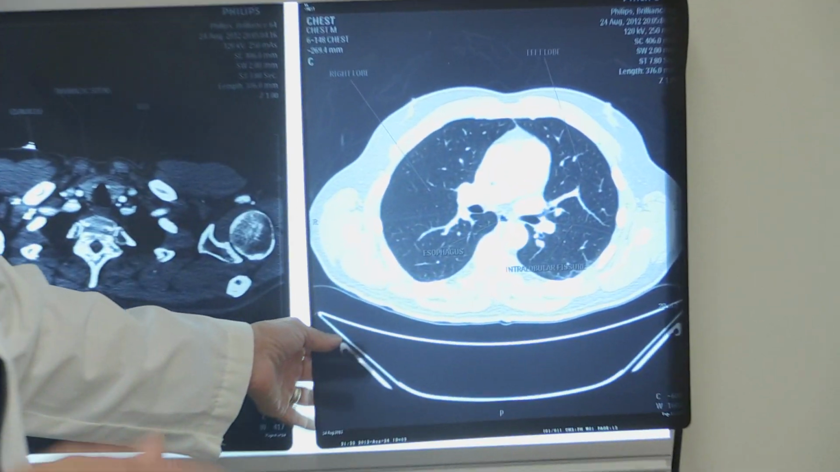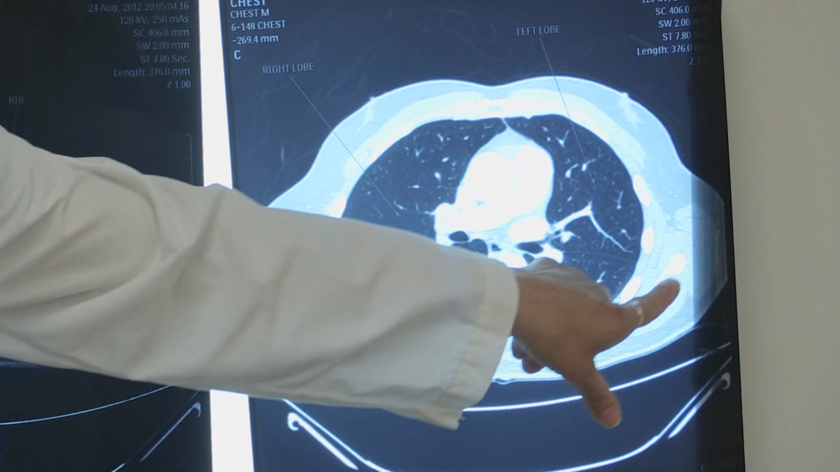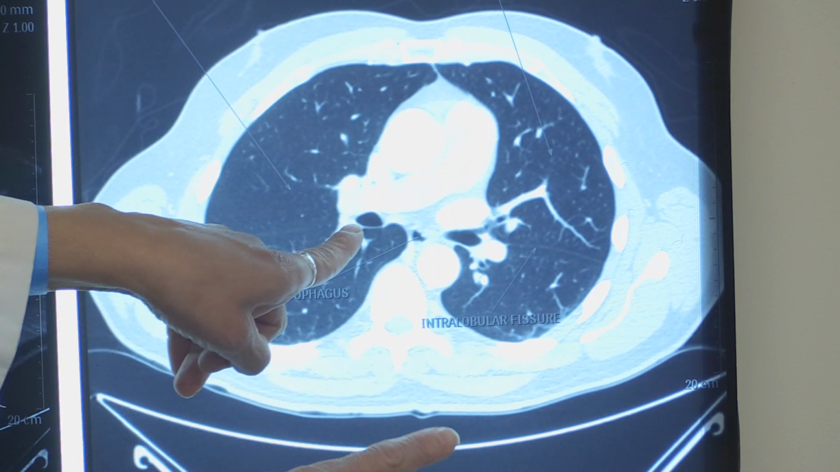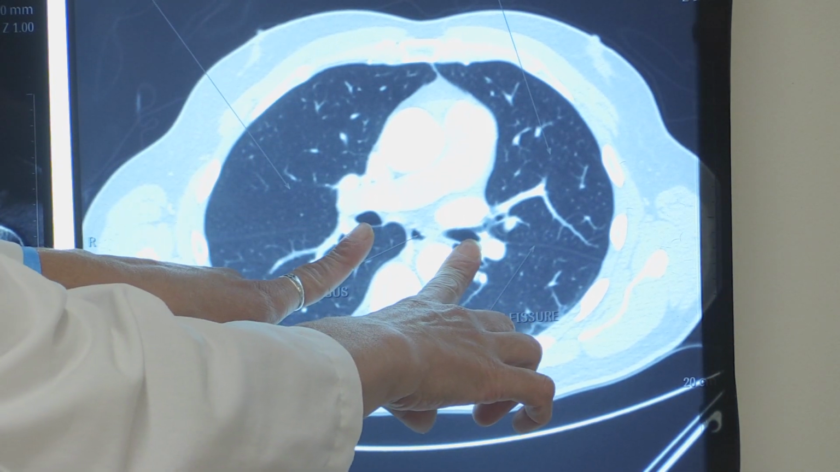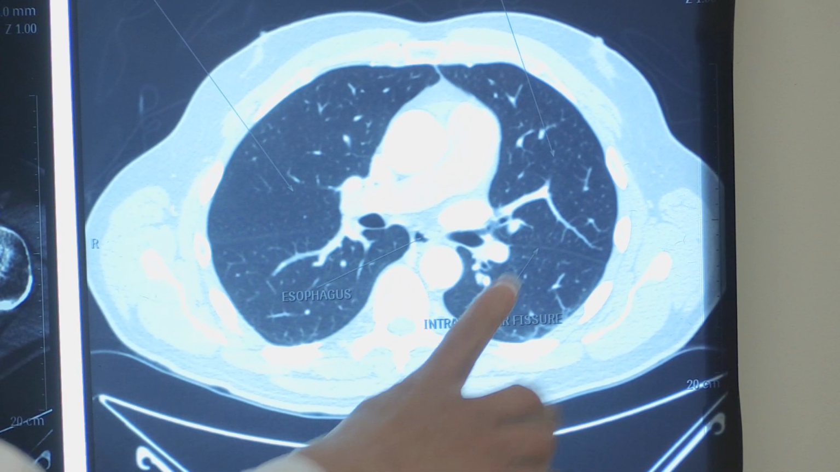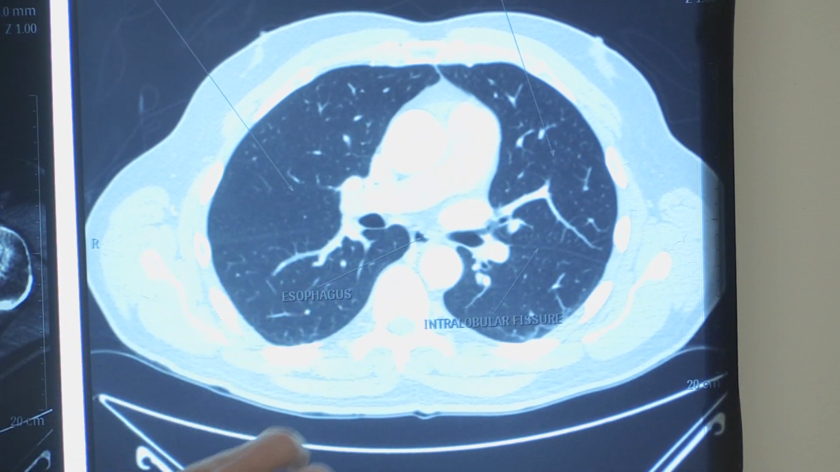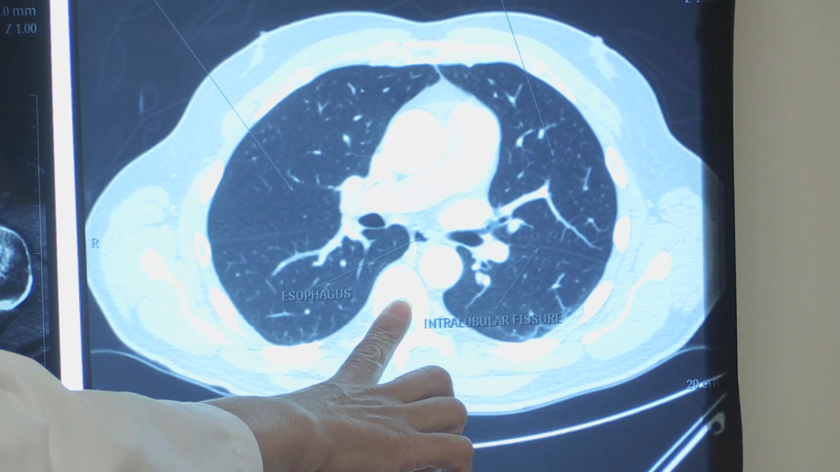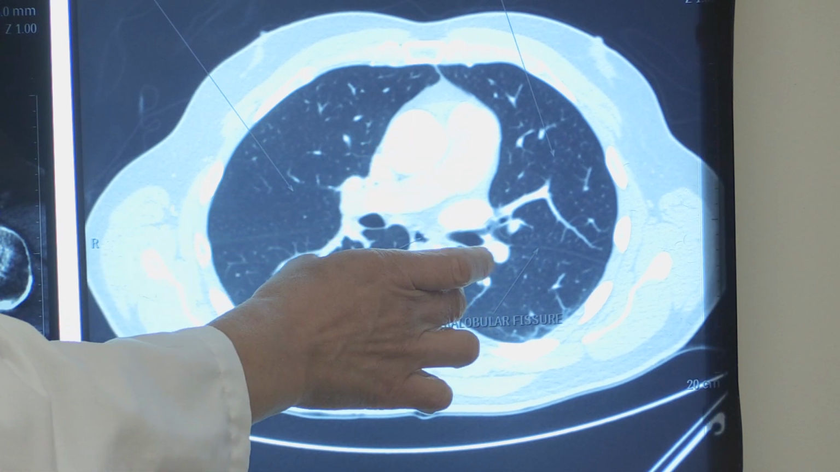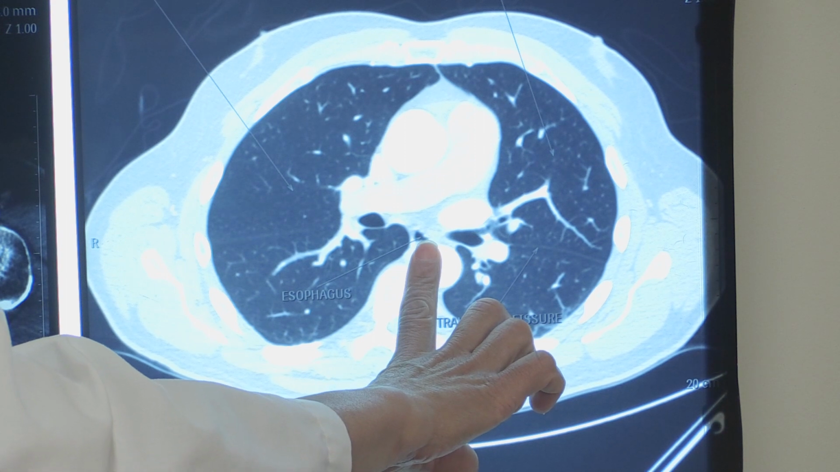Moving slightly inferior towards the feet of the patient, you can see that the scapulas are starting to disappear. You can also see the right and left bronchus. You don't see the air-filled trachea anymore. You can clearly see the lobes of the lungs, thoracic spine, ascending and descending aorta, and right there you can see the esophagus.